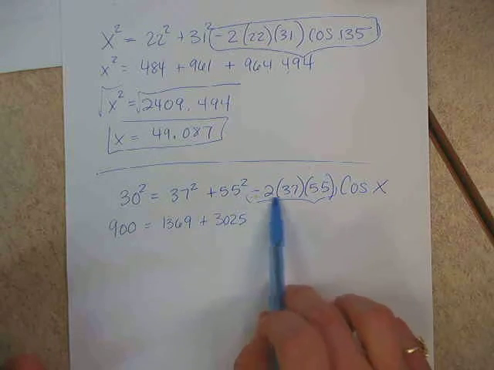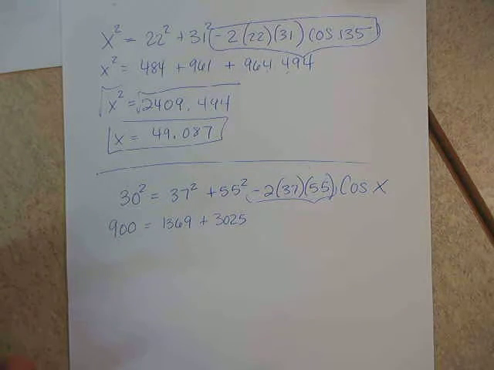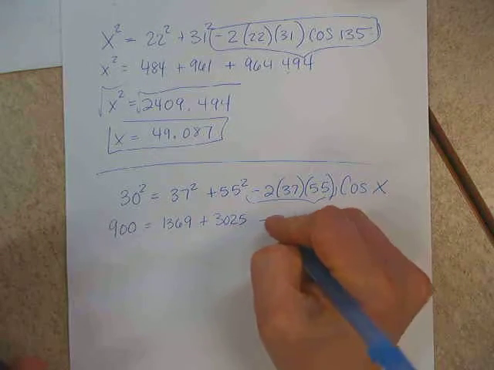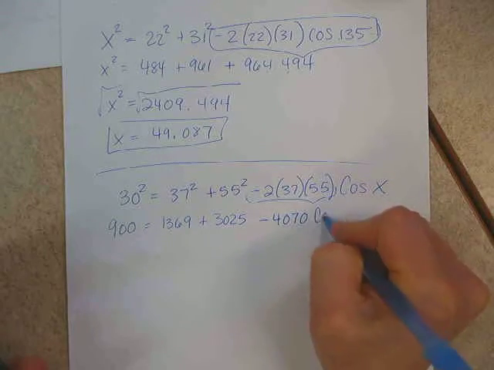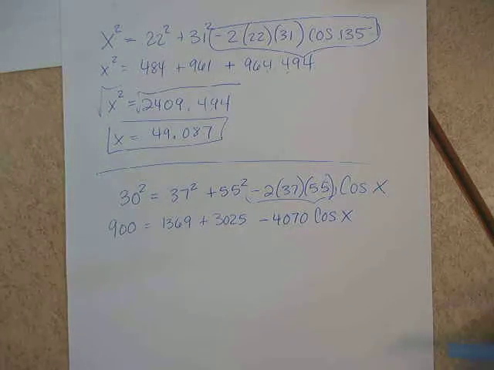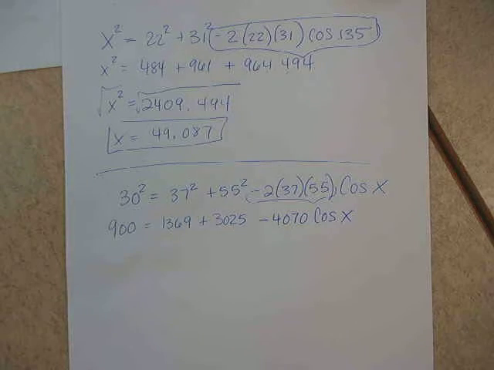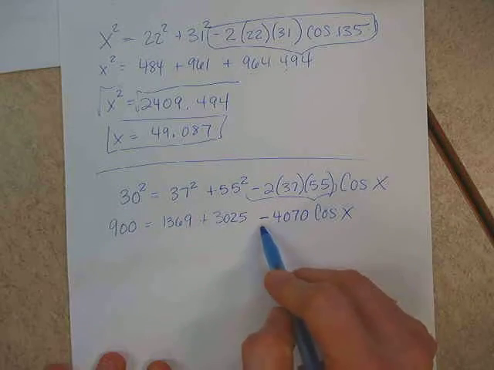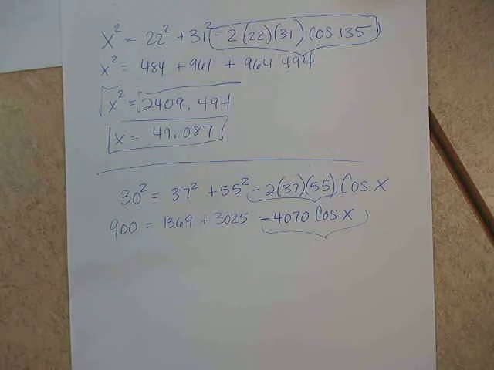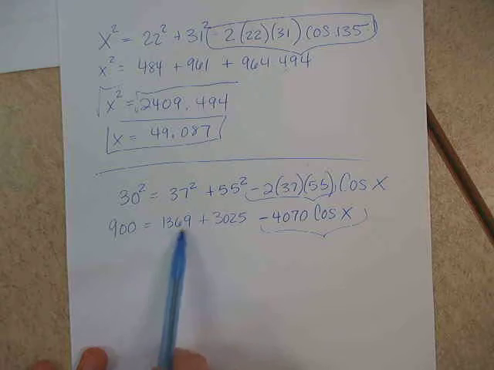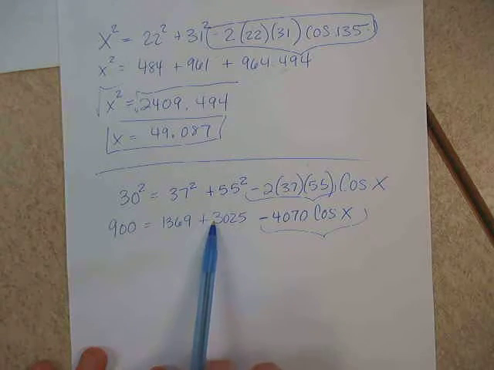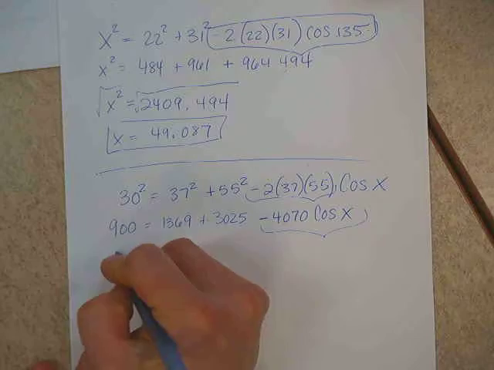And the next thing you're going to do are these three, because we don't know what x is. Can't do the cosine of anything at this point. So you're going to multiply these three. So -2 times 37 times 55 is -4070 cosine of x. All right. Usually people do okay with this up to this point. Remember, this is a package deal right now. Multiplication takes precedence over addition and subtraction.